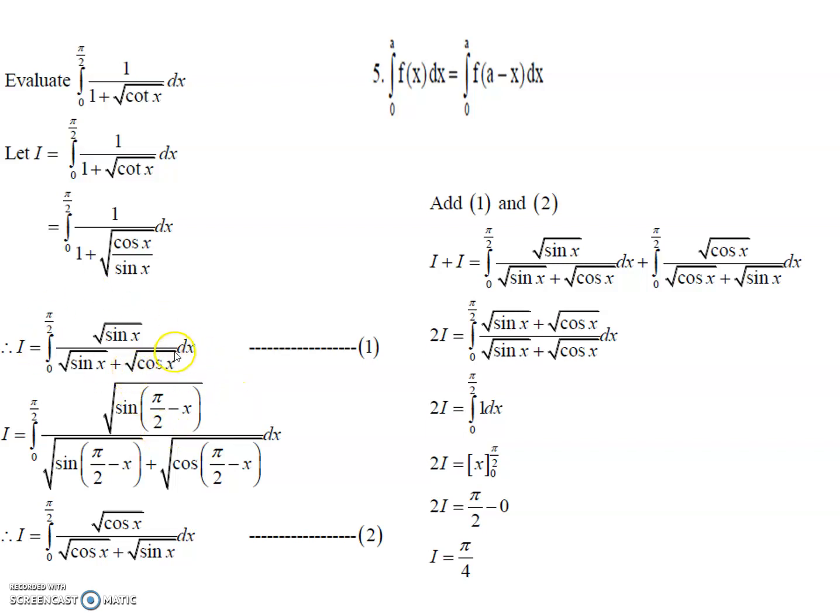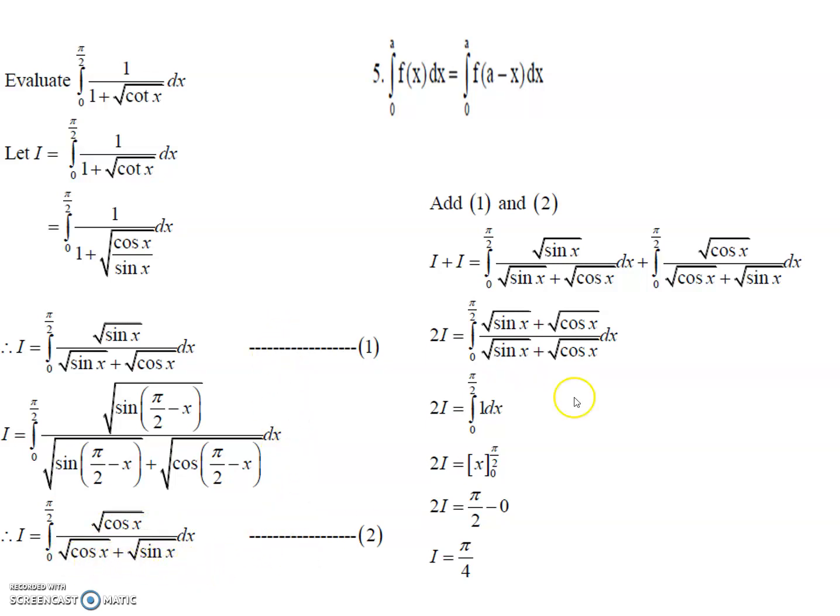We know the property integral 0 to a f of x dx is equal to integral 0 to a f of (a minus x) dx. Instead of x we have to put pi by 2 minus x. So we derive I is equal to integral 0 to pi by 2 under root sin(pi by 2 minus x) upon under root sin(pi by 2 minus x) plus under root cos(pi by 2 minus x). We know that sin becomes cos, cos becomes sin. So I is equal to integral 0 to pi by 2 under root cos x upon under root cos x plus under root sin x.